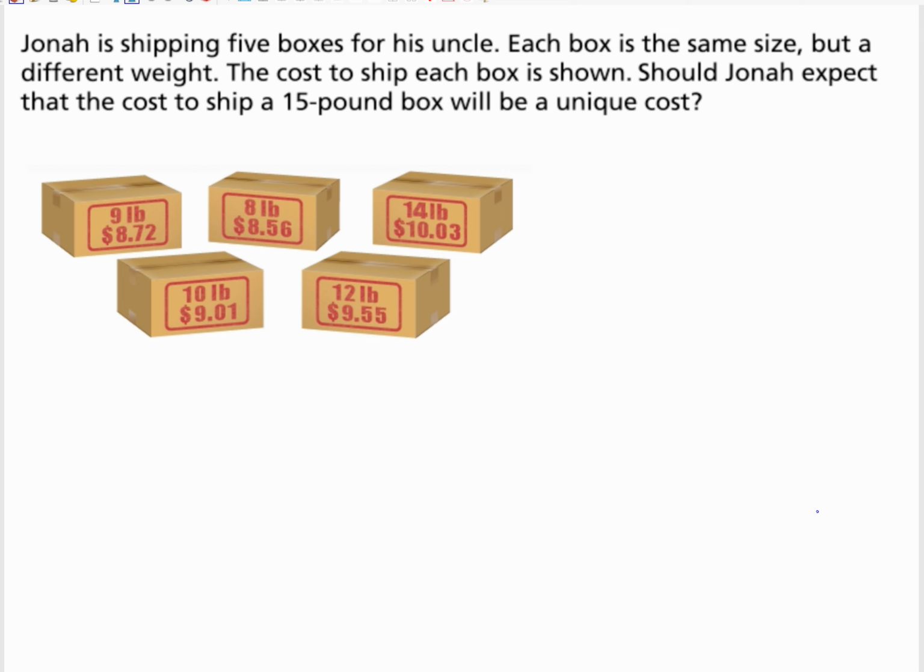So based on what you see there, do you think he should expect a 15-pound box to be different than the others? Why would you think that? It's not the same weight. Because none of the others are the same, right? Every time the weight goes up, what happens to the price? It goes up. So you would expect that if the boxes keep getting bigger, the prices keep getting bigger. That's kind of the way it looks, right?